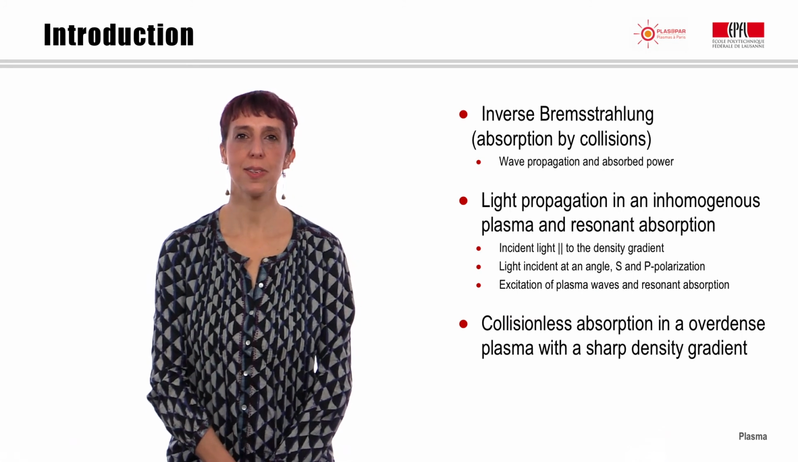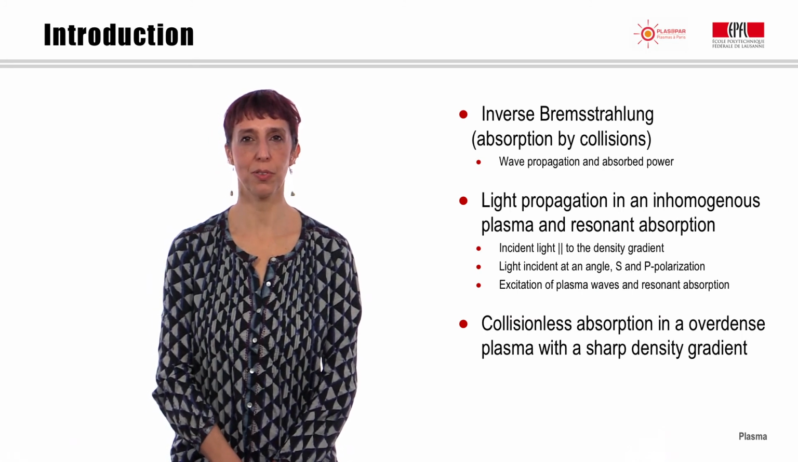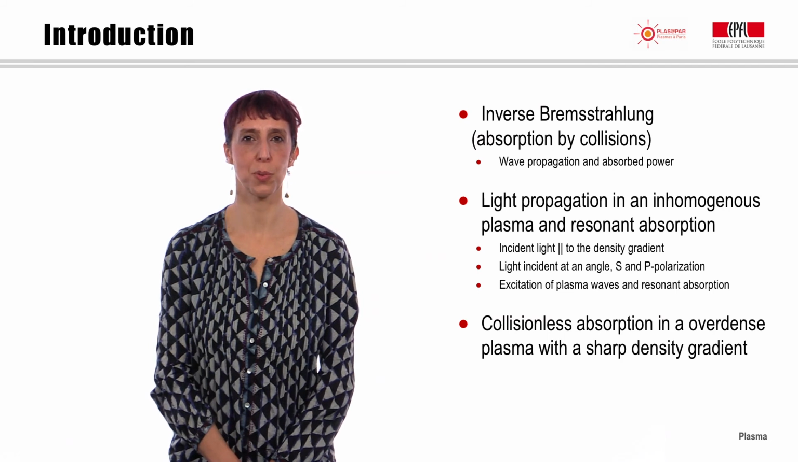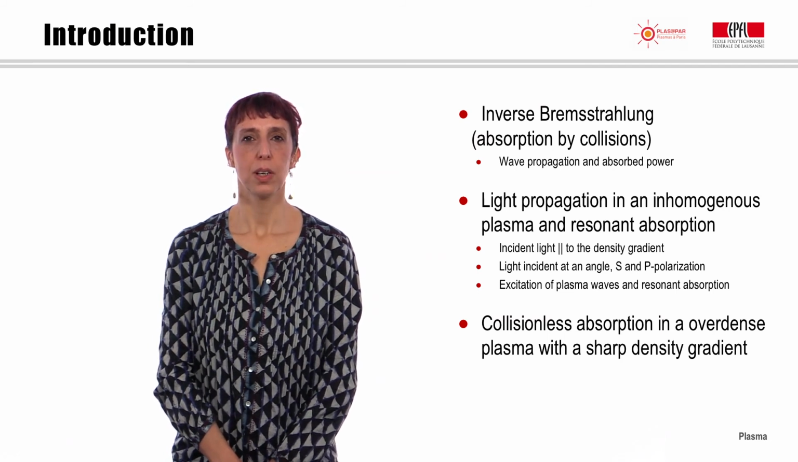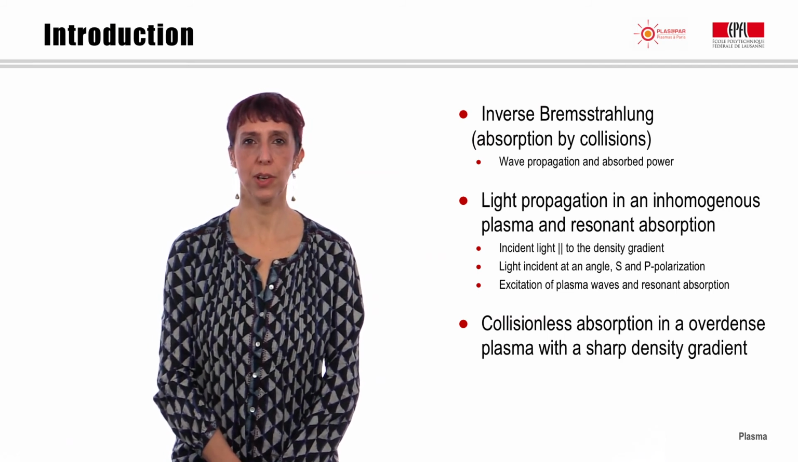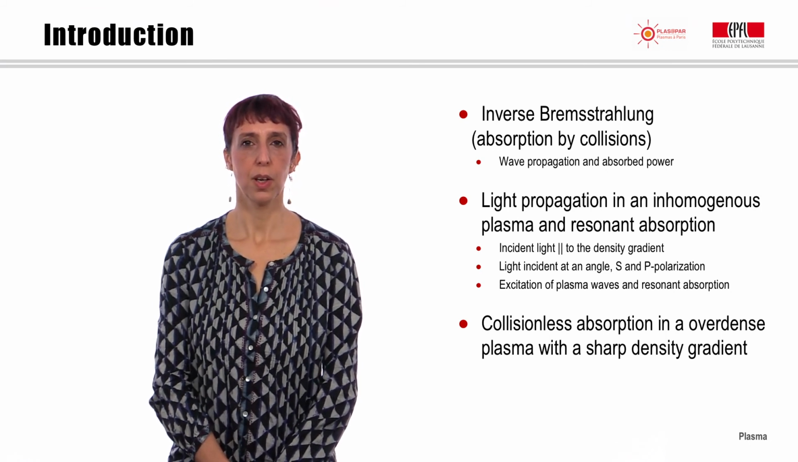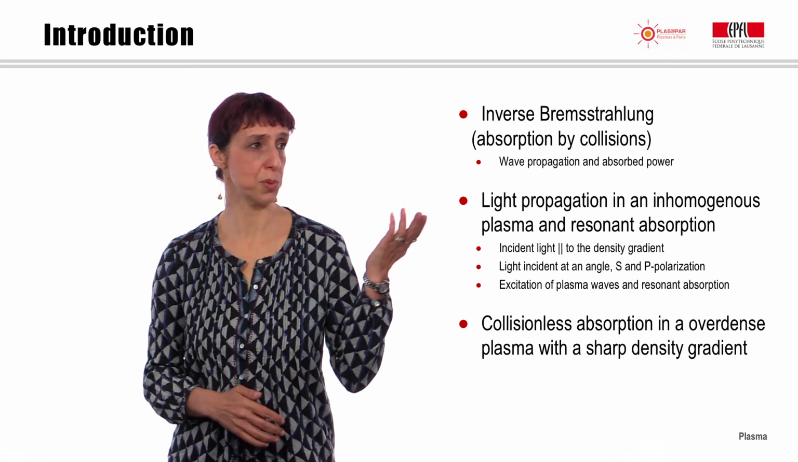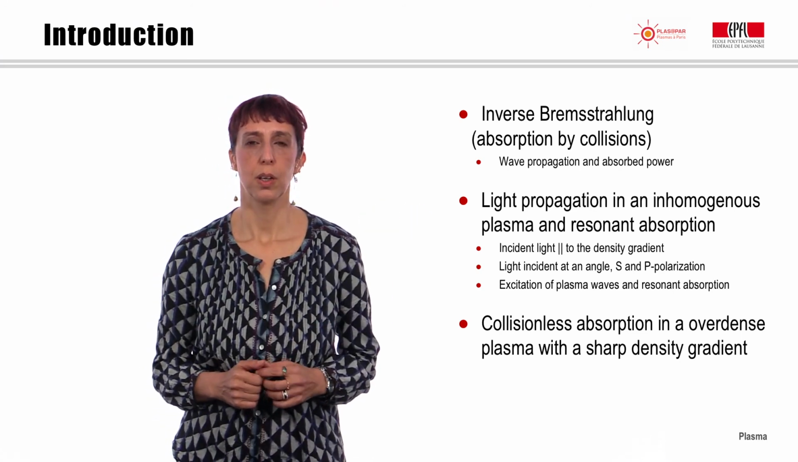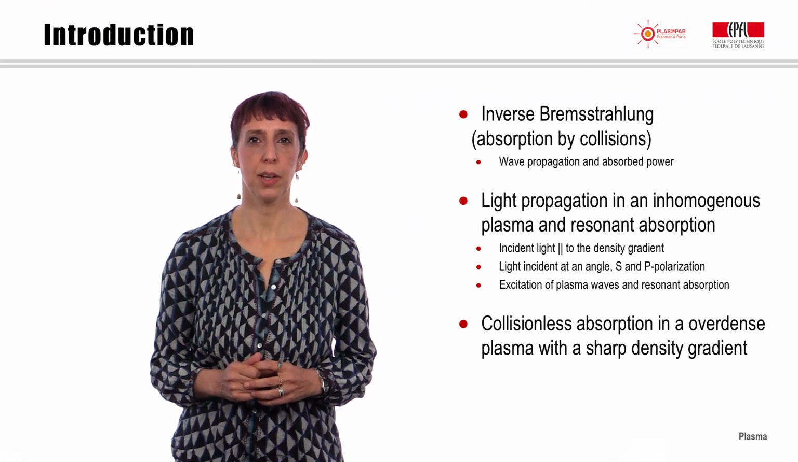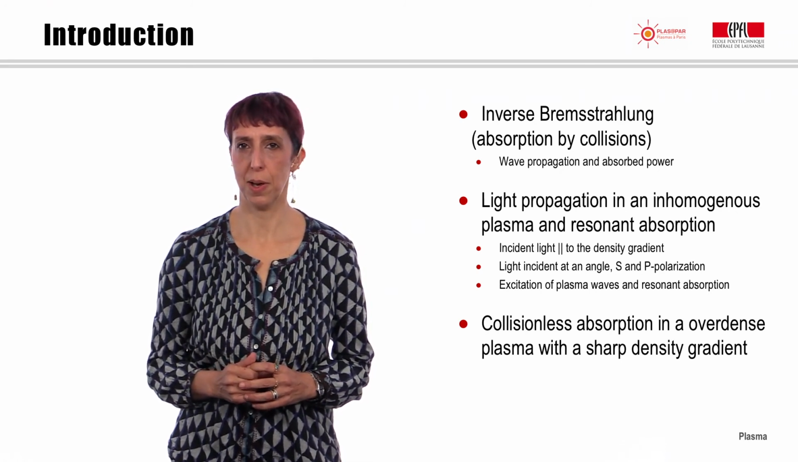Welcome! In this lecture we are going to talk about different mechanisms for light absorption in a plasma. Thanks to these mechanisms, we can create a hot plasma starting from a gas or a solid target. The first that we will study is inverse Bremsstrahlung, or absorption by collisions. We will look at light propagation and absorbed power in a collisional plasma.